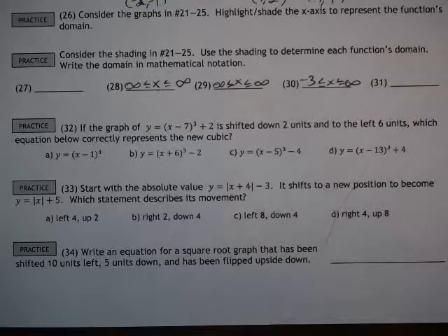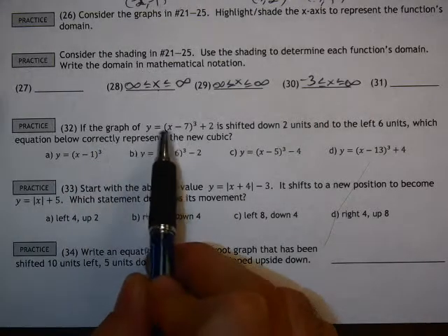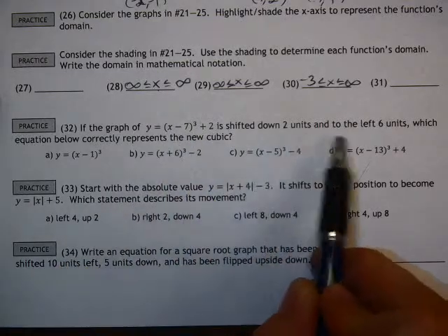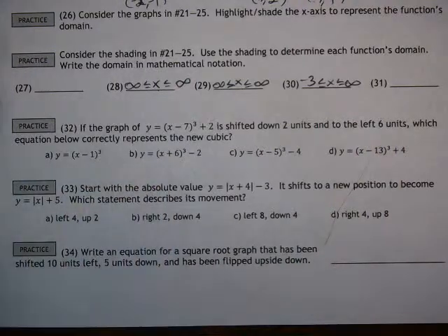This is Algebra 2 working on Concept 19, and in this video I'm looking at worksheet 19.2 and numbers 32, 33, and 34, all three of them. Number 32: if the graph of y equals the quantity of x minus 7 cubed plus 2 is shifted down 2 units and to the left 6 units, which equation below correctly represents the new cubic?